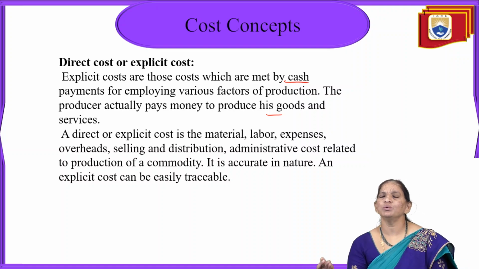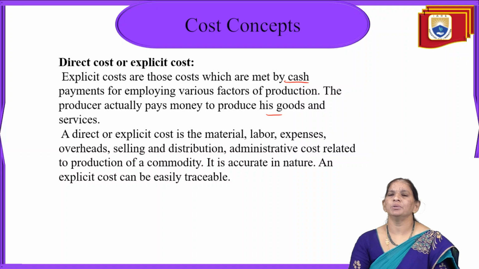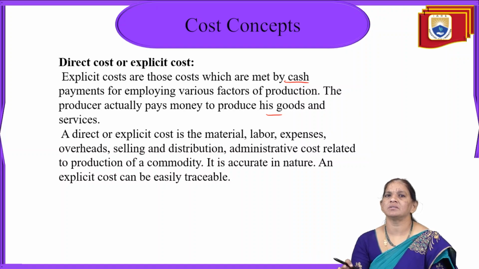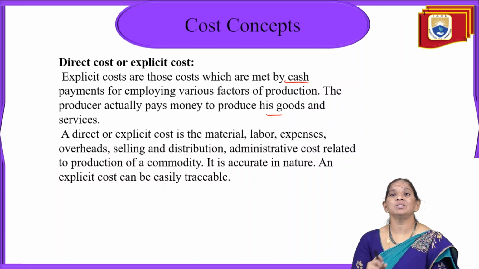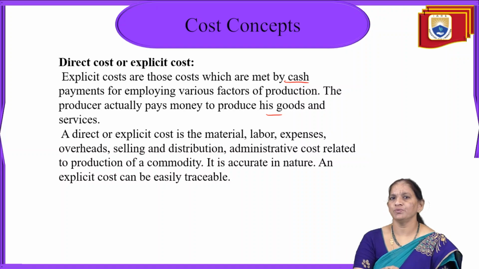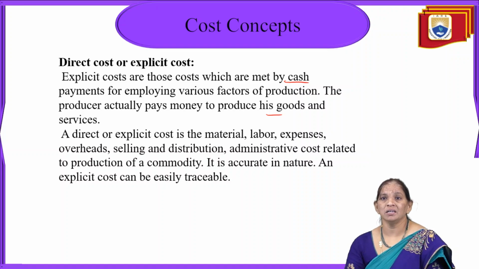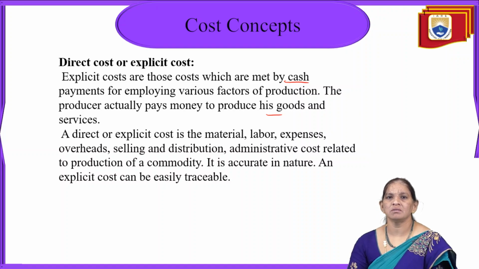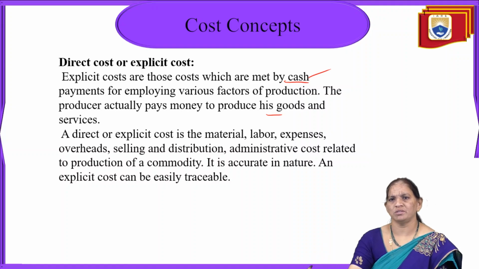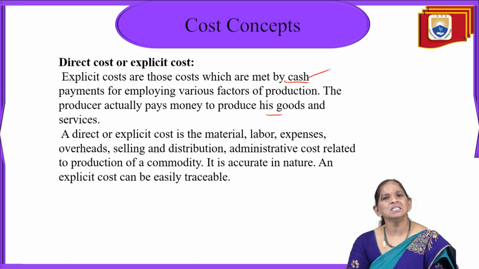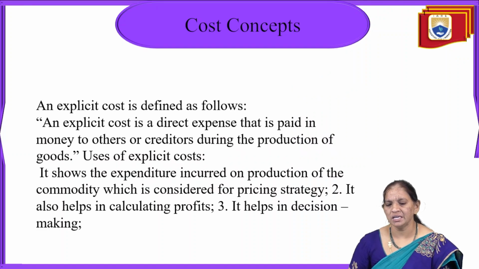So what we use in the production of goods and services means the cost which we pay for materials, labor or other types of overheads or expenses, like factory expenses, distributive expenses, management expenses, administrative expenses related to the production or distribution of the goods. And these costs are accurate and easily traceable. Since they are provided in cash, I can say I pay 500 rupees or 1000 rupees, and they are easily traceable. Why? Because cash transactions we can identify.